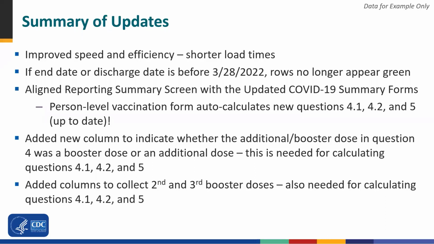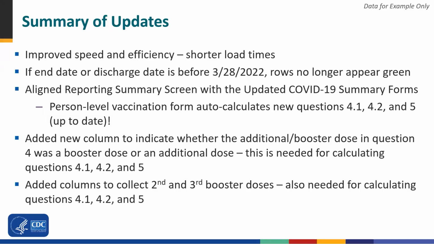We also aligned the reporting summary screen with the updated COVID-19 vaccination summary forms, the new questions, and with the simplification. And you'll see that the person level vaccination form auto calculates the new questions 4.1 and 4.2 on the resident form, and question 5, which is up to date, and that's on both the resident form and the healthcare personnel form.